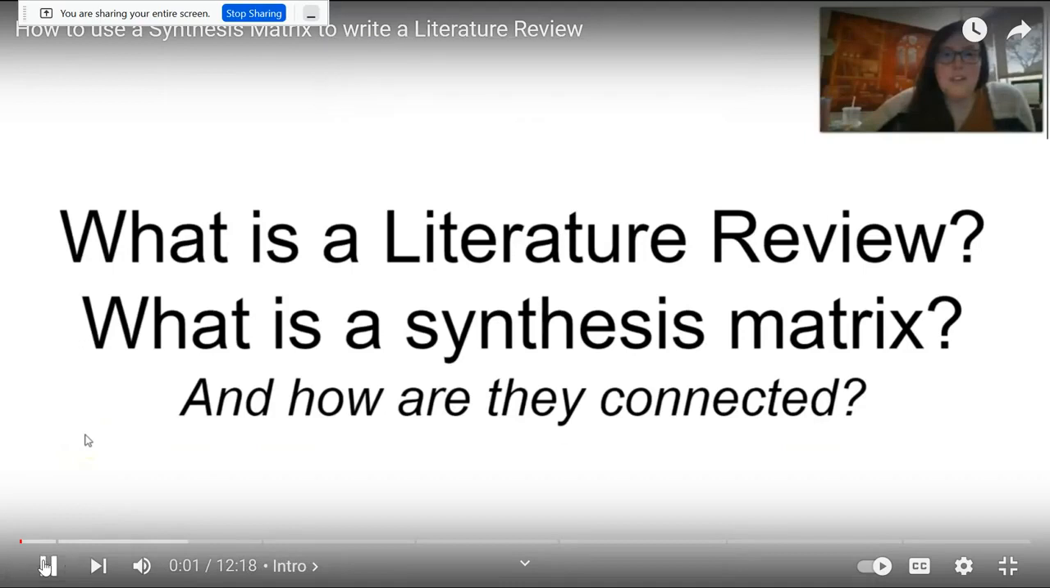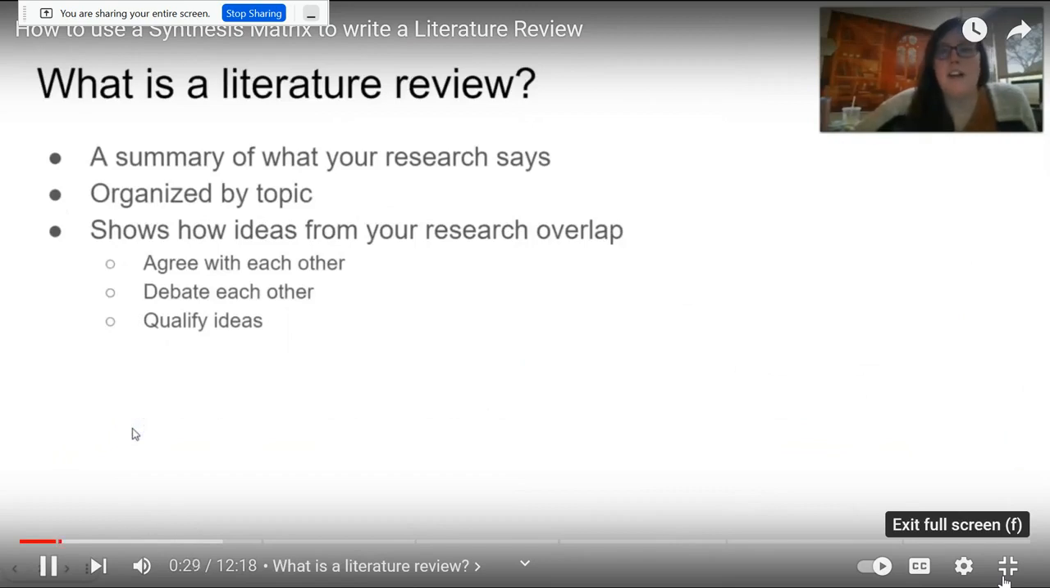So here we go. Here is to talk about literature review, the synthesis matrix, and how these two things are connected. This is going to be relevant in the first part of your APA unit, gaps in educational research, particularly where we are writing our literature reviews and identifying the gaps in the research that we find. So, first question is, what is a literature review? Really, it is just a summary of what your research says, and it is not organized source by source. It is organized topic by topic.